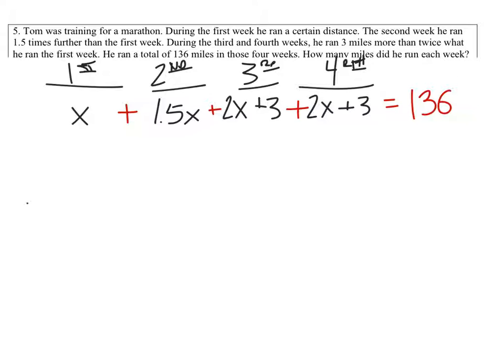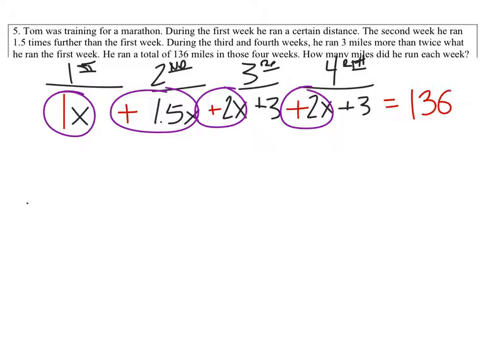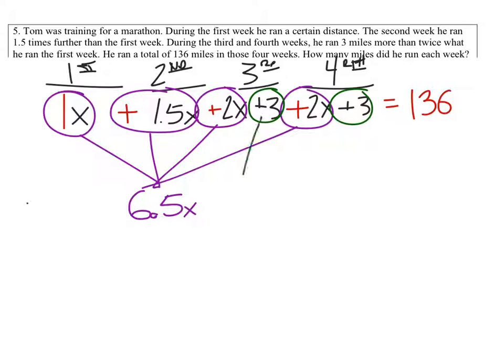Alright, let's go ahead and give ourselves some phantom ones on that 1x right here, so that when we combine our like terms now, we've got 1x, 1.5x, and these 2x's, so that should give us 6.5 of these x's. Then we've got this 3 right here and this 3, which makes that plus a 6. Well, all of this should equal the 136 miles.